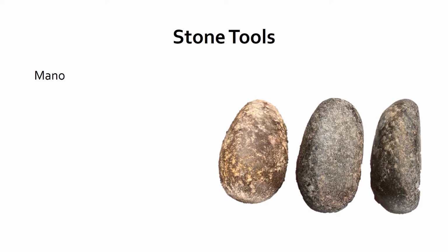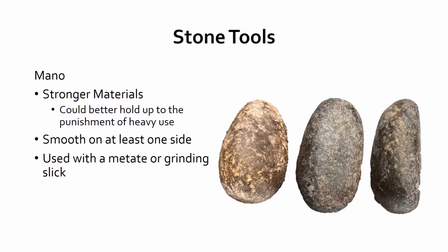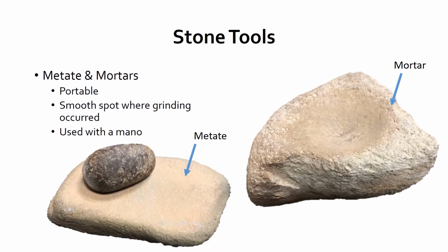Monos are different. I mean, they're both made out of strong materials and can hold up to heavy use, but a mono is smooth on at least one side. And it's used with a metate or grinding slick to process and grind material. Here's a metate and a mortar. These are portable, and there's a smooth spot on both where the grinding occurred. And the mono can be used with a metate, and usually you have a pestle, which is used with a mortar, or you would turn that mono on its side and use it to hammer down.